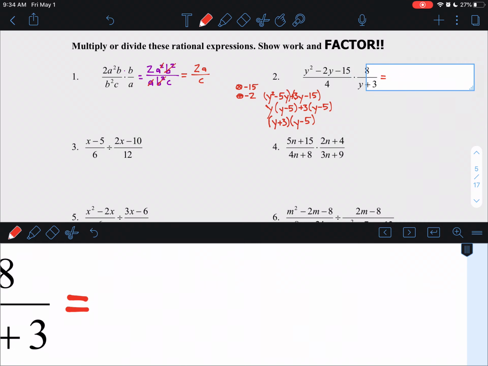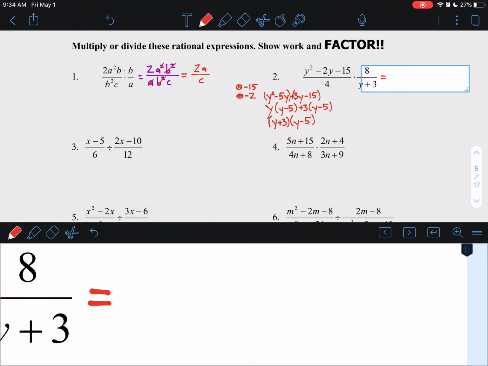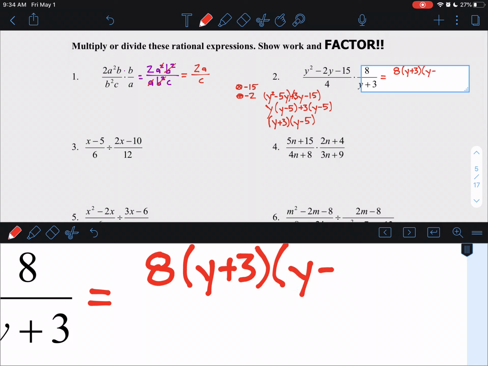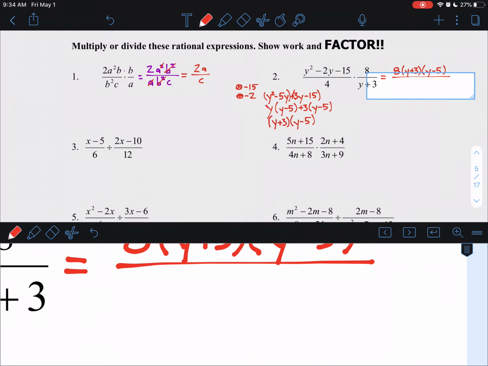So I'm going to have y plus 3 times y minus 5 times 8, and I'll put the 8 in front. So 8 times y plus 3 times y minus 5. And then I have 4 times y plus 3. I'm just going to leave that as 4 times y plus 3.